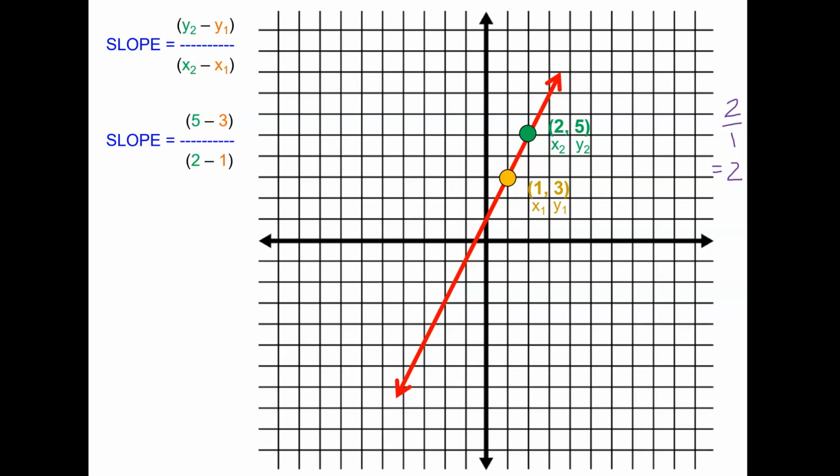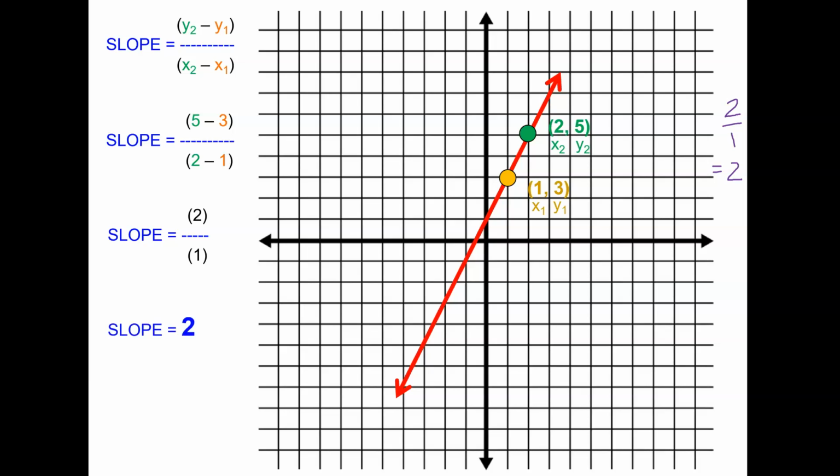Plug those into our formula, and we have 5 minus 3 on top and 2 minus 1 on the bottom. 5 minus 3 is 2. 2 minus 1 is 1. You'll notice that 2 over 1 is the same as we got from our counting system over here. And 2 over 1, of course, simplifies to 2.